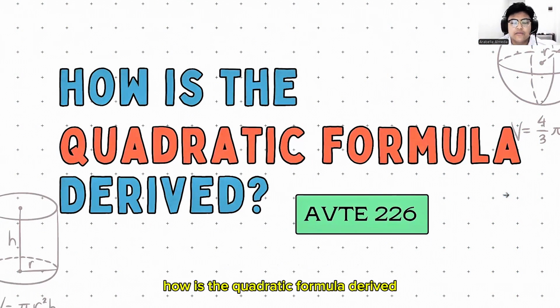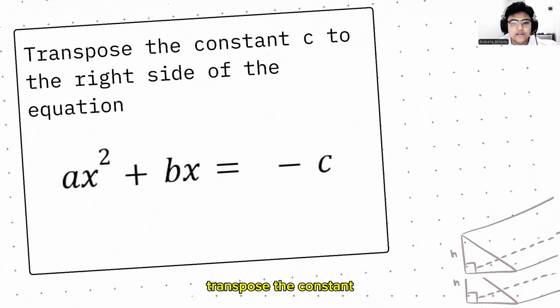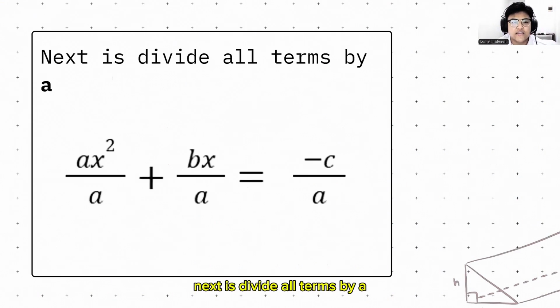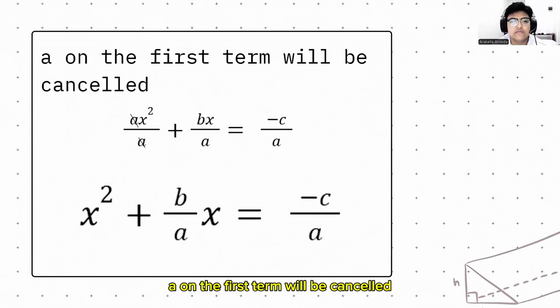How is the quadratic formula derived? First, we start with the quadratic equation. Transpose the constant c to the right side of the equation. Next is divide all terms by a. The a on the first term will be cancelled.